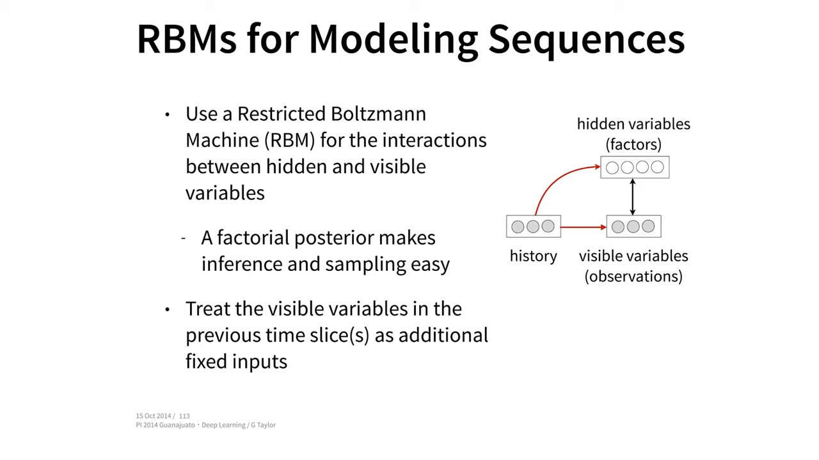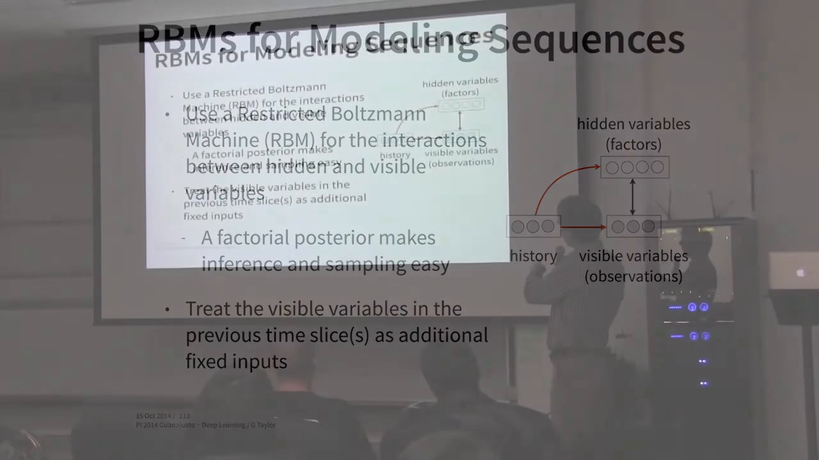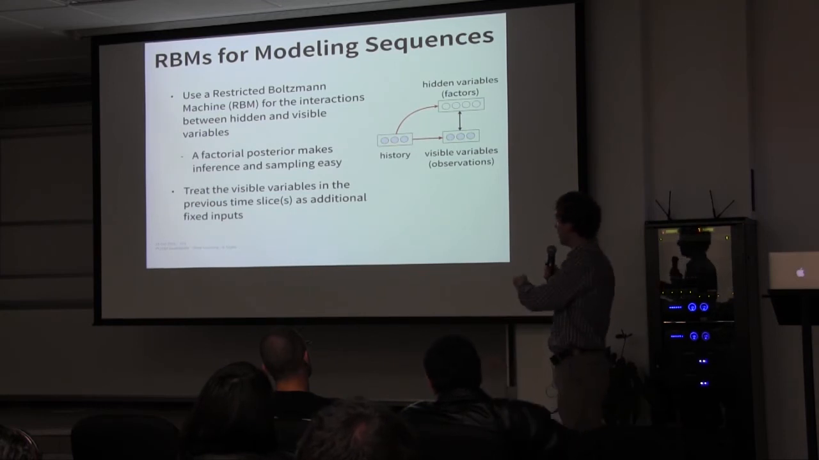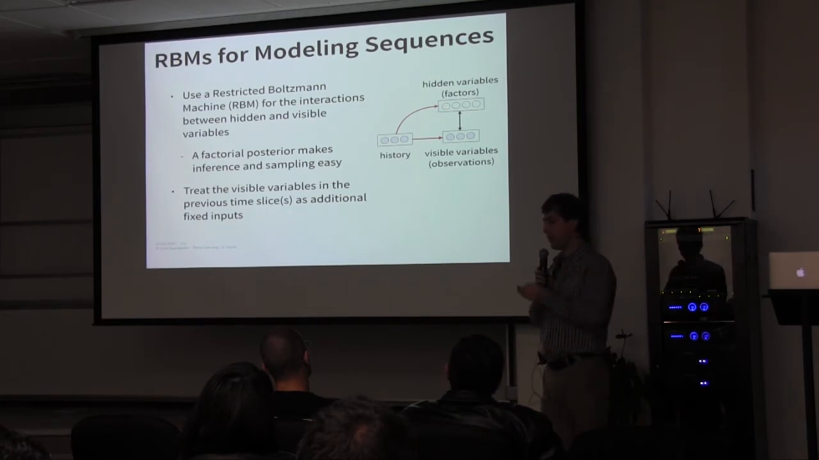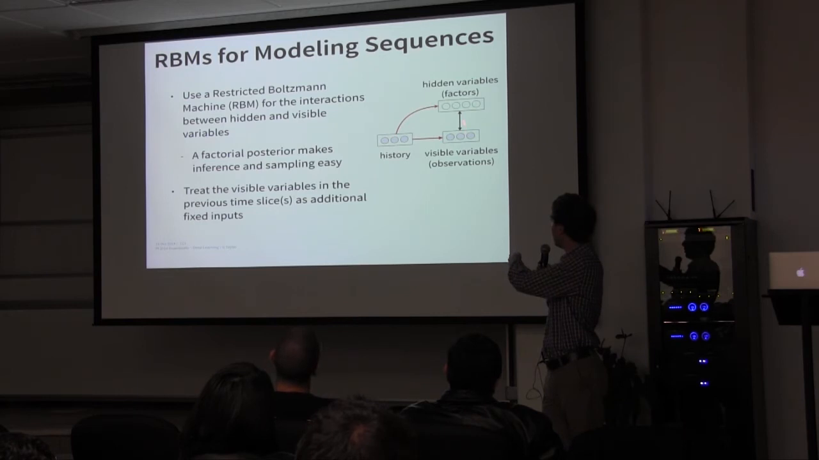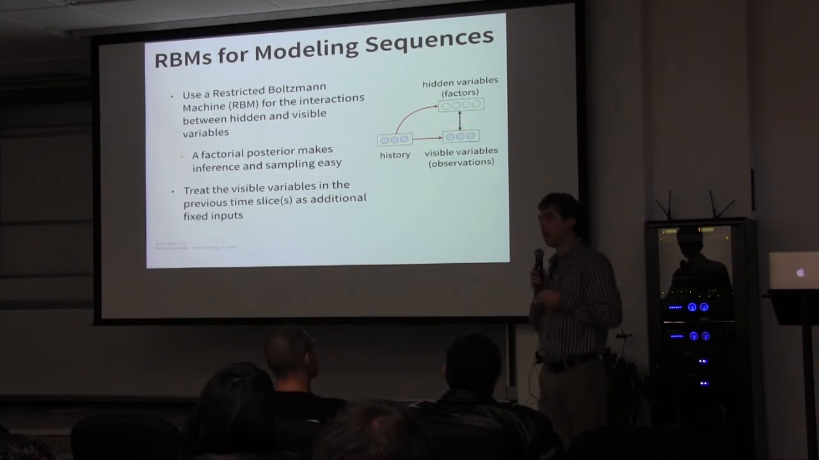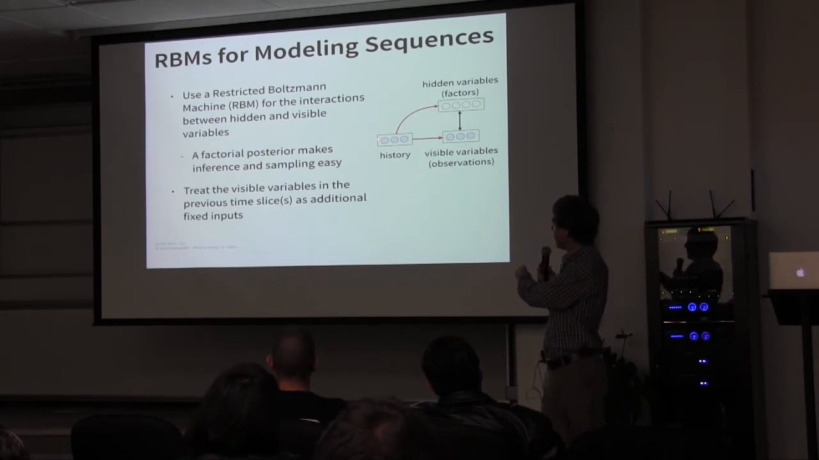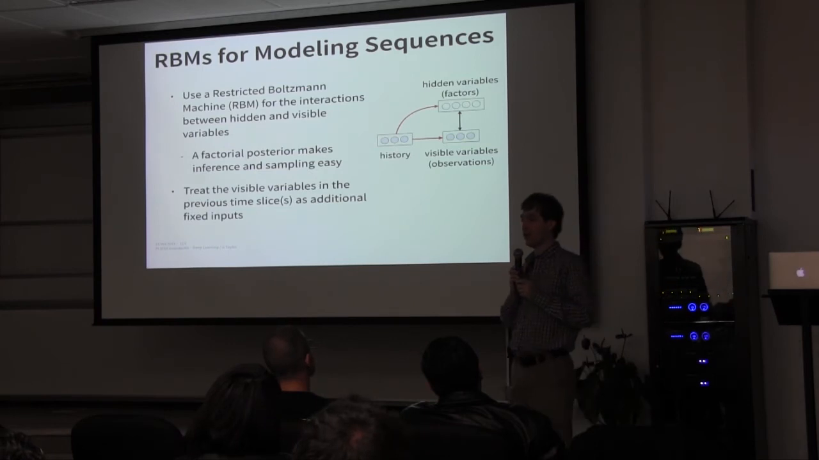Okay, so the idea here is that we have a standard RBM with visibles and hiddens, and now we're going to add a history. So this is a collection of the visibles at previous time steps. And I'm just going to introduce a new set of weights that go to the hidden units and a new set of weights that go to the visibles. And by using the RBM as the building block of this model, it means that inference and sampling is still easy, just as it is in an RBM. The idea is just to treat the visible variables at the previous time step as fixed inputs.